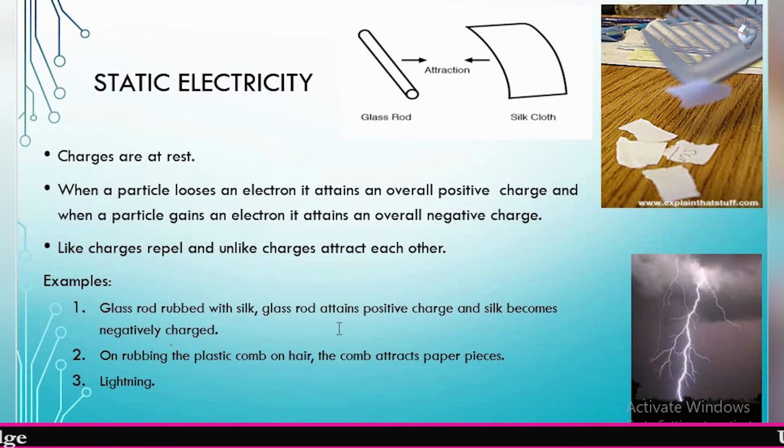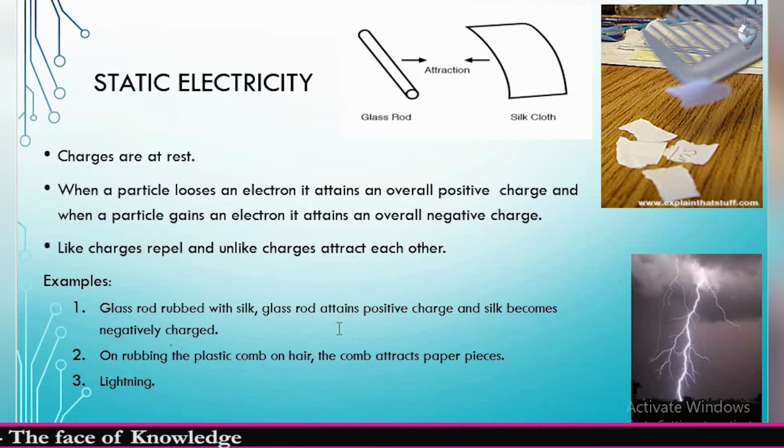Now, since we are talking about the study of charges, charges can be at rest or in motion. The study of charges at rest is known as static electricity. Let me explain with an example. When we rub a silk cloth on a glass rod, some electrons from the glass rod get transferred to the silk cloth of the same magnitude. Hence, the rod attains an overall positive charge and the silk cloth attains an overall negative charge. Hence, the attraction between them, because like charges repel and unlike charges attract each other.